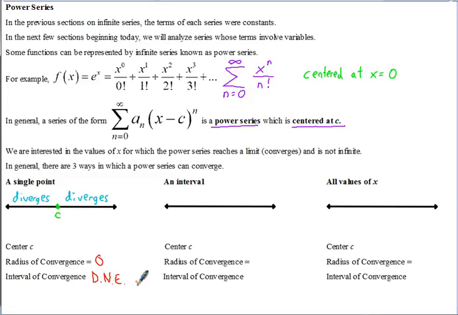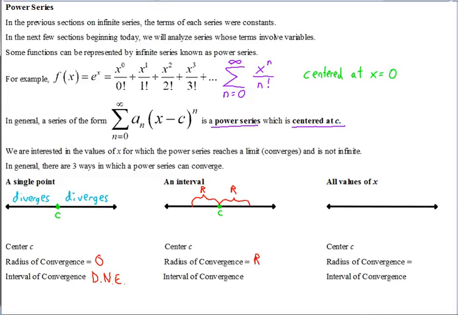The other possibility, which sometimes happens, is that there's an interval at which it converges. So you still have some center, which we'll call c. If there's an interval, that means from that center, it's going to extend a radius in both directions, the same amount. That's what's called the radius of convergence. There'll be some amount R that converges on that interval, so the radius of convergence here would be R.